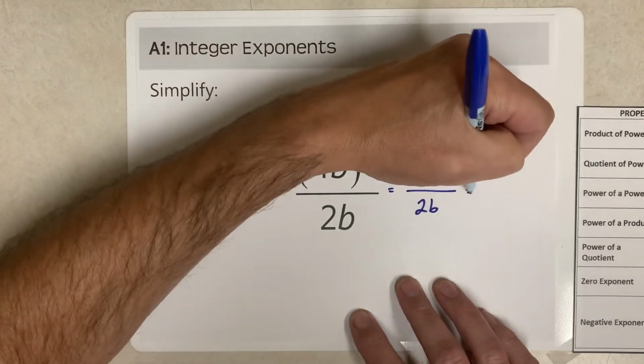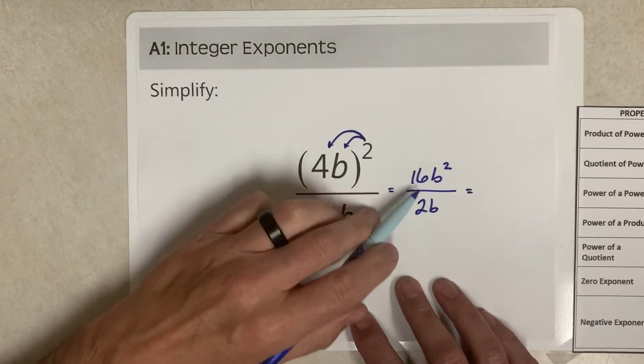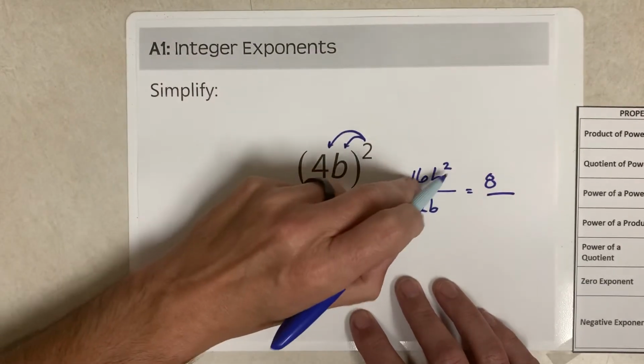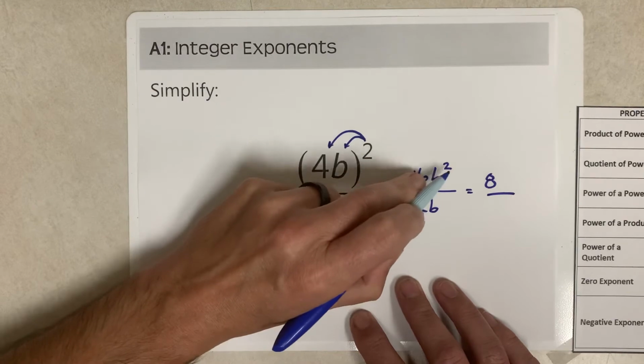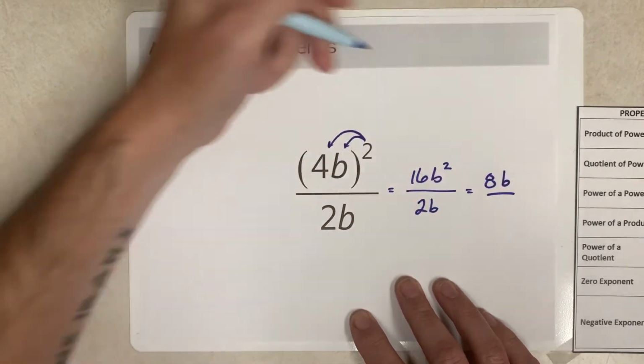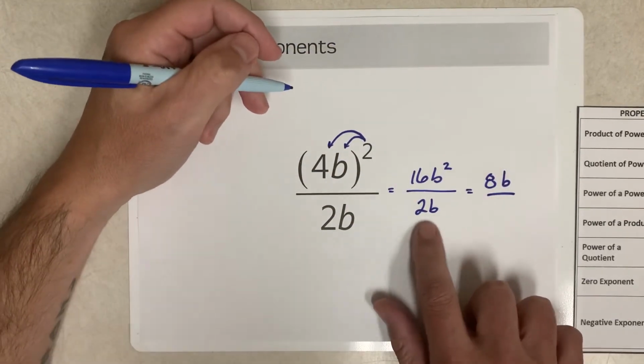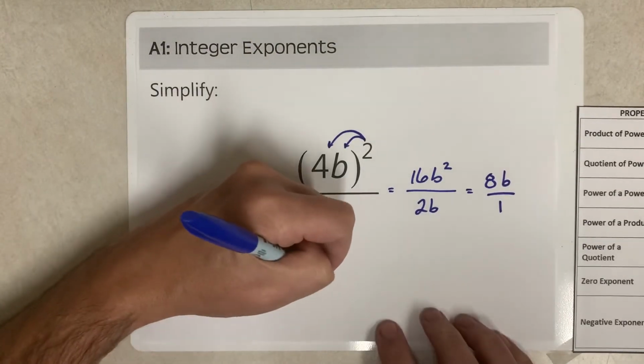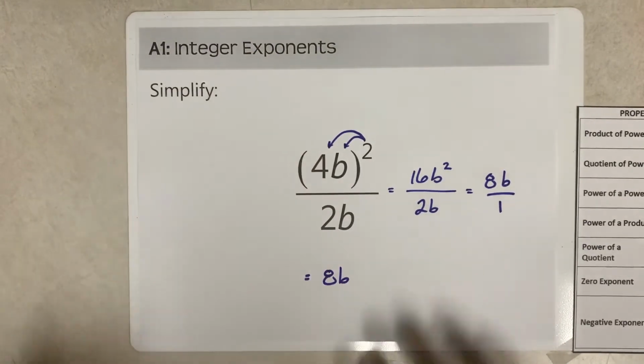Okay, so now we can go ahead and start canceling. 16 divided by 2 is 8. B squared over b, that 1 is going to cancel with one of those and still leave 1 up there. And everything canceled in the denominator, and it leaves a 1. So my final answer would just be 8b.